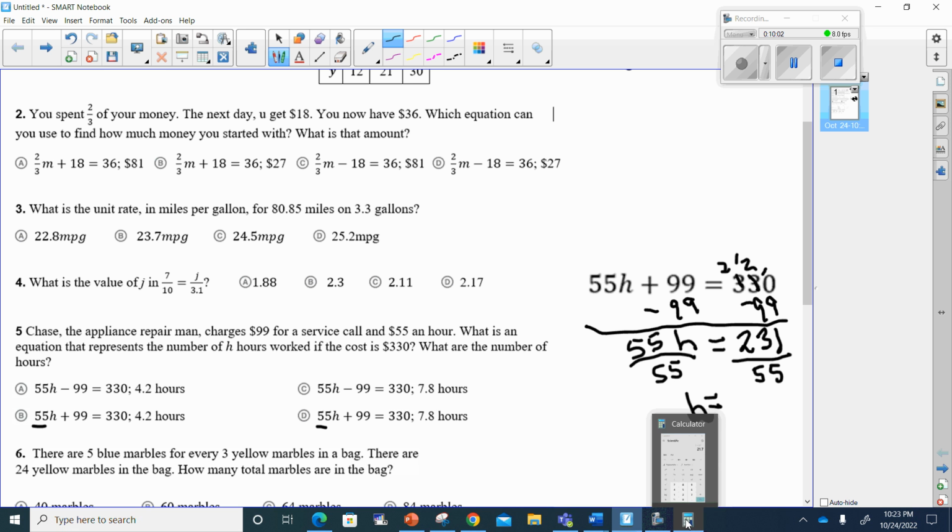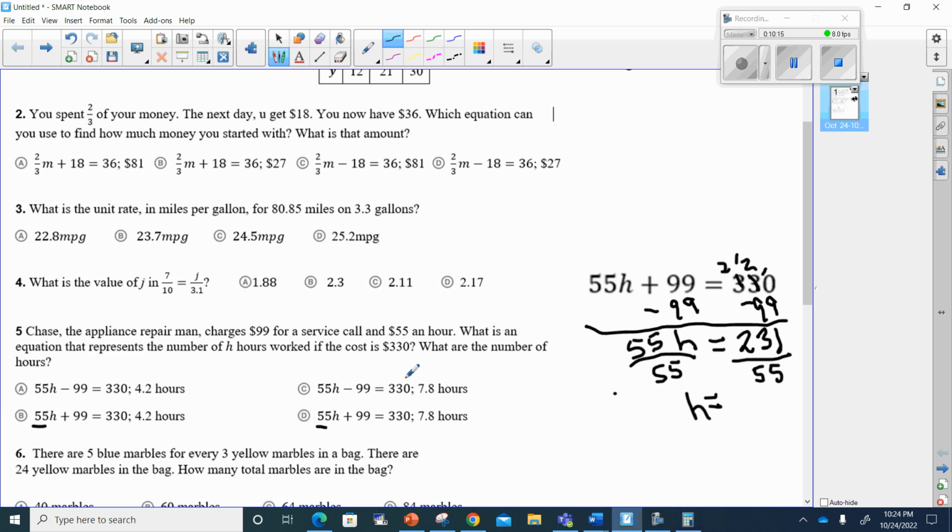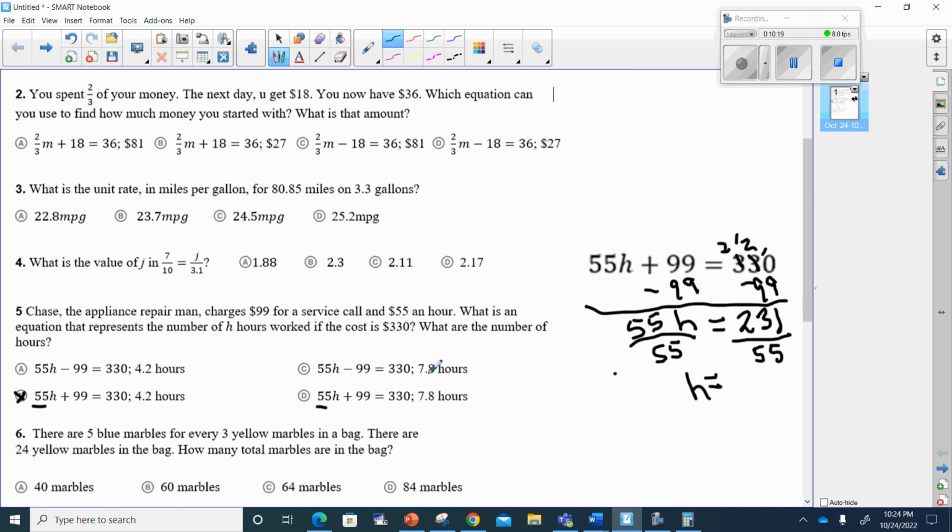Let's put that in our calculator. We got 231. We're dividing it by 55. That's 4.2. So our answer should be 4.2, and that means B is my answer. Let's go to number 6.